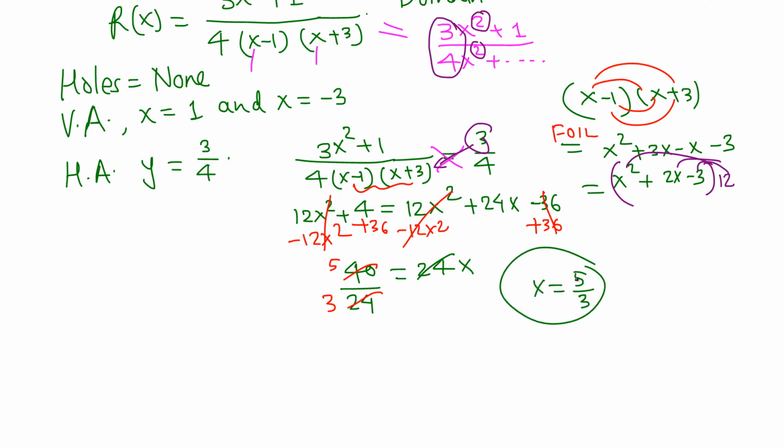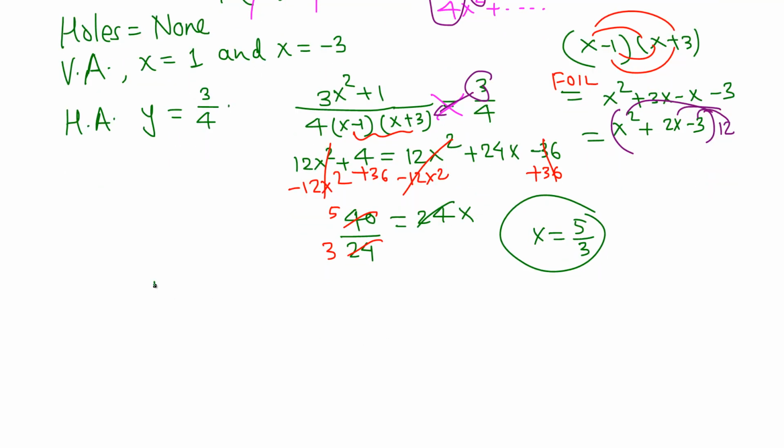That means the graph of the function intersects the horizontal asymptote at x equals 5/3. Final.